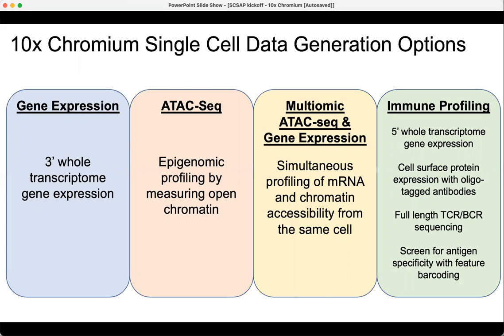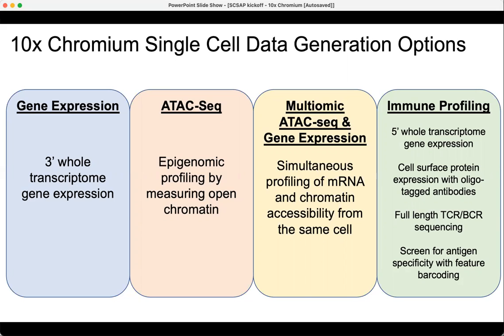Those of you who are interested in the immune system would probably be excited about this immune profiling platform that's been released. You can get whole transcriptome gene expression with additional modules, including cell surface protein expression using oligo-tagged antibodies. So if you have a set of antibodies that you've typically been using to differentiate cell types, say in a flow cytometry experiment, you can take those antibodies and attach an oligo.